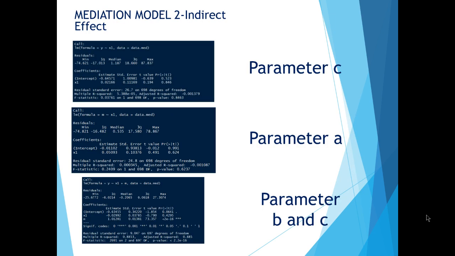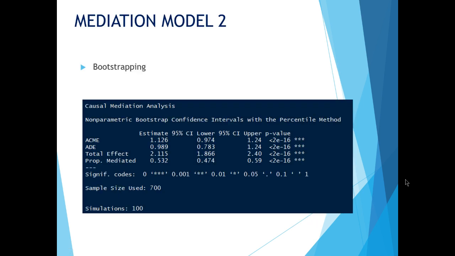So then we run our second mediation model, which will have an indirect effect. So again, we follow those steps, testing parameter C, A, and then B and C. So we do not have any significance here in C or with A, but our mediator does have significance. So we do have an indirect effect. And as we can see here, our indirect effect is significant.